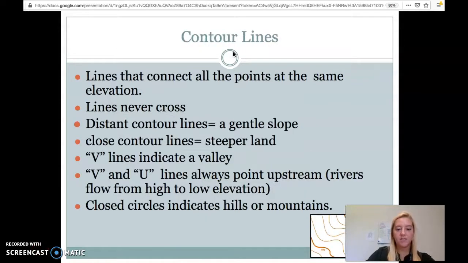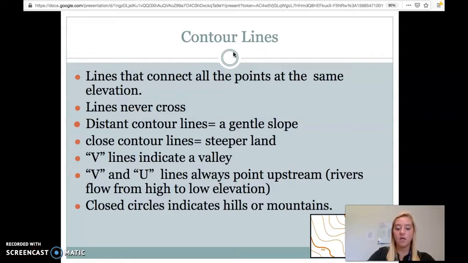So contour lines, these are lines that connect points at the same elevation. Our lines never cross. They might get real close together if we have a steep area, but they will never cross. If our contour lines are distant or further apart, that means our landscape is a gentle slope. If our contour lines are very close together, that indicates a steeper landscape or a very large drop-off.